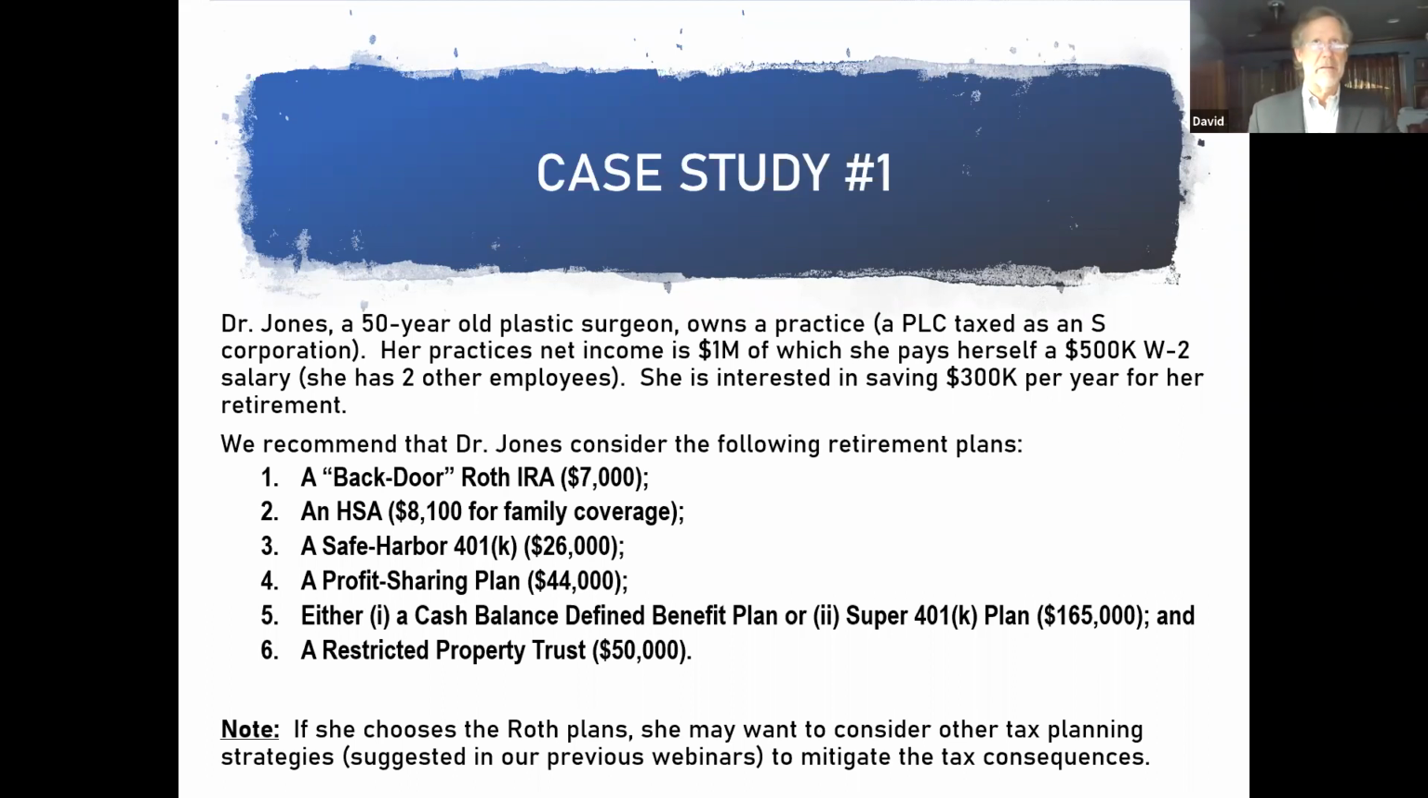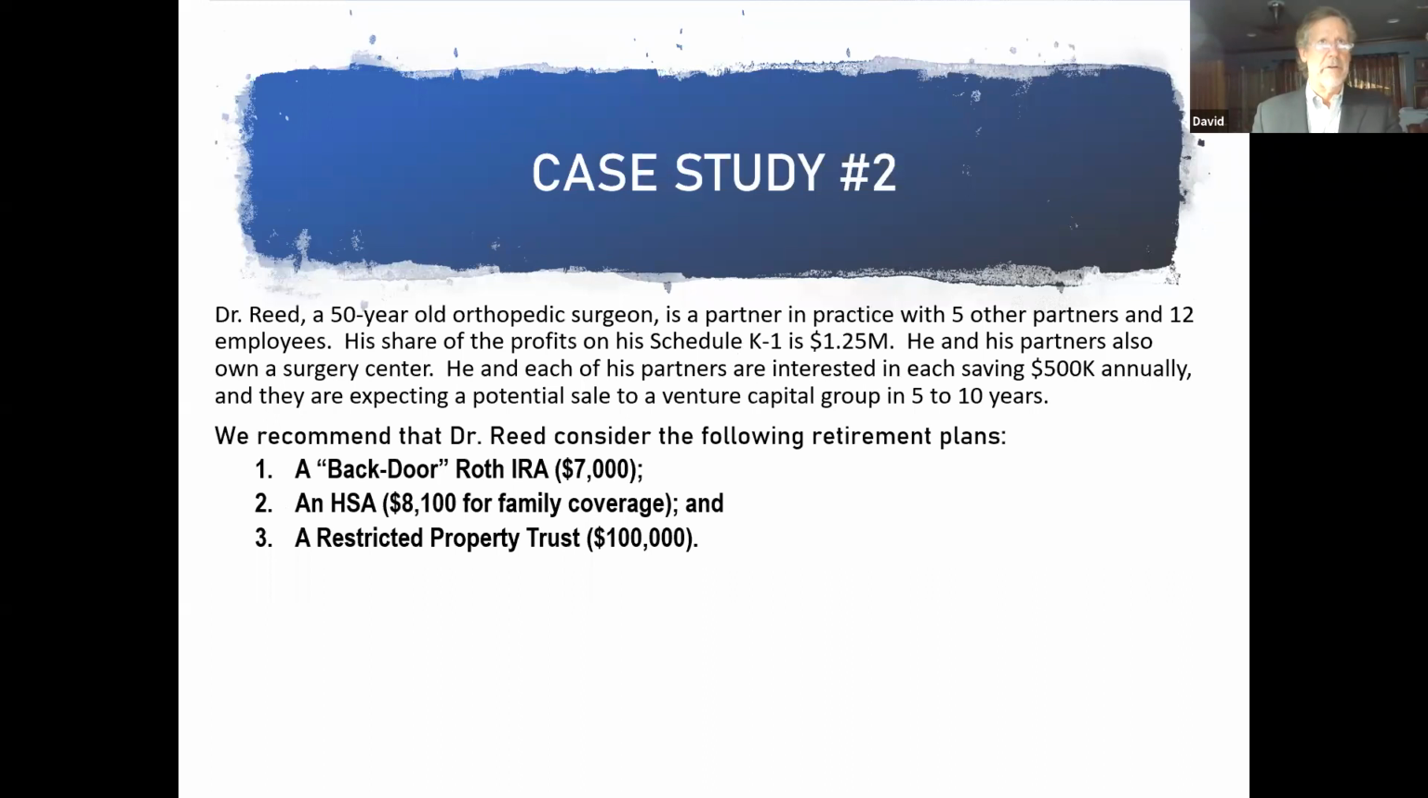If we look at the second case study, this is Dr. Reed, a 50-year-old orthopedic surgeon. He's a partner in a practice with 5 other partners. So now he's dealing with a different level of potential retirement plan because he's got a higher amount of income and other partners. And this practice has 12 employees. His share of the profits on his K1 is $1.25 million. He and his partners also own a surgery center. And both he and his partners are interested in saving about $500,000 annually. And they're also expecting a potential sale to a venture capital group in 5 to 10 years. So this is becoming more and more common with a lot of our practices where venture capital firms are now starting to knock on their doors.